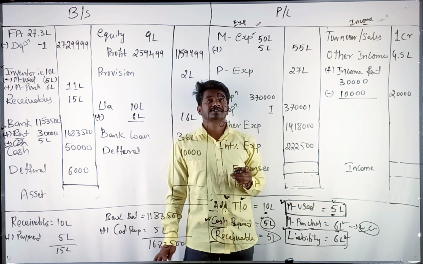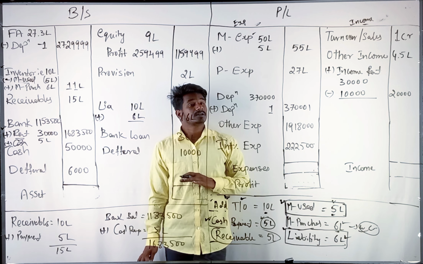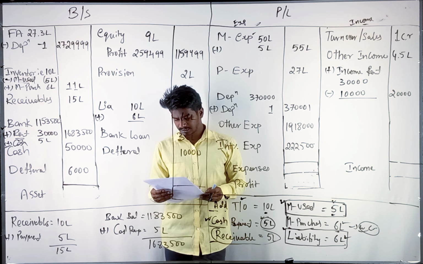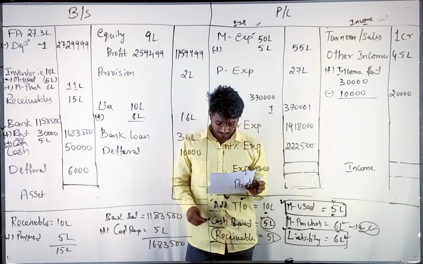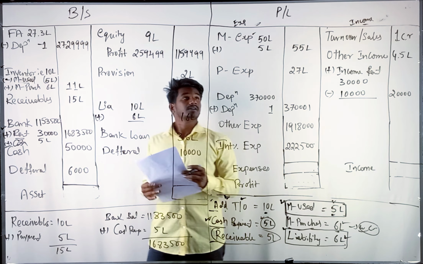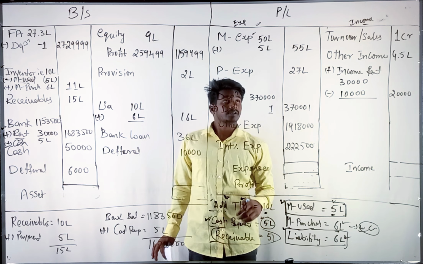Now next, there is no change in personal expense, there is no change in depreciation, other expenses, interest expenses. Is there any interest expenses? Necessary purchase? No, nothing. And total expense we should do here.